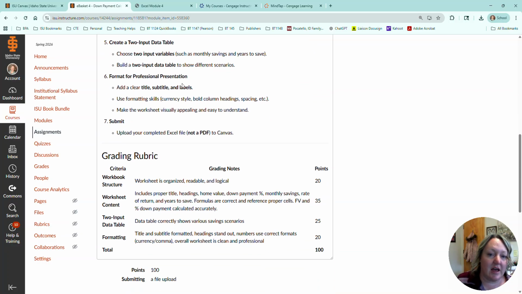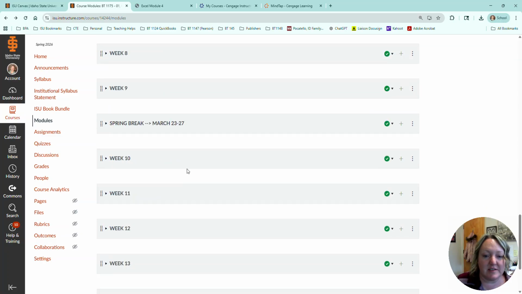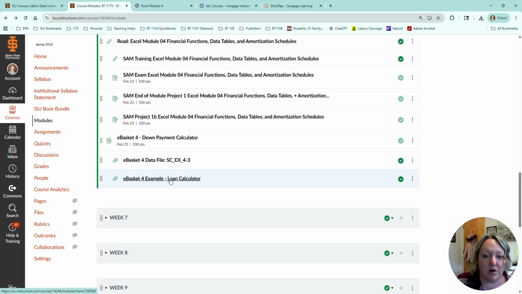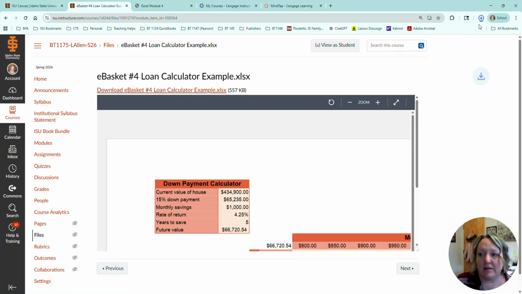And then you're going to add a title and make it look nice, and then you are going to upload your Excel file. And so what I've put out here for you are just a couple of examples of what the loan calculator looks like when you're done. And bear with me for a moment while I get that open.